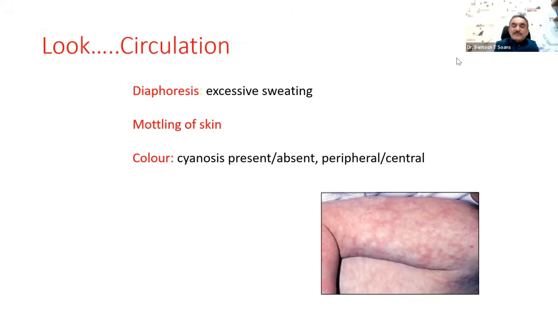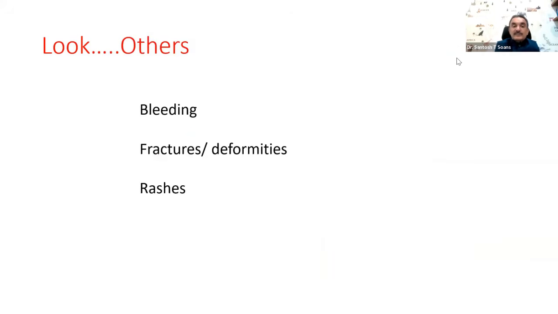We can see the picture which has got shock. So you can see that the child is in shock. Mottling of the skin is there. If the child is hypoxic, cyanosis will be there. And they can have diffuse sweating, what is called diaphoresis. Child is in shock, they can have that diaphoresis.